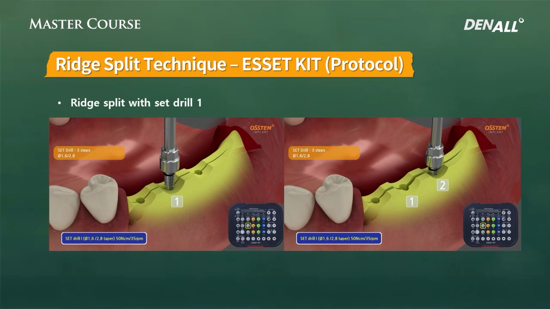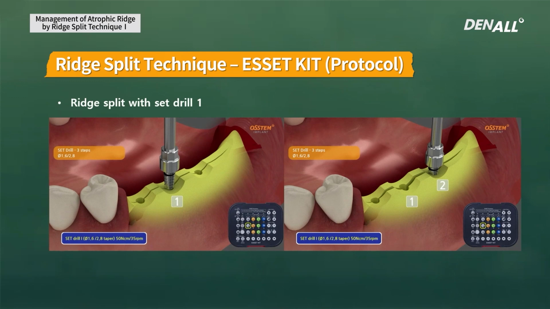Next, set drills are used in the defined order. You always start in the middle, and then the distal area, and then the proximal area. This is how we do ridge split.